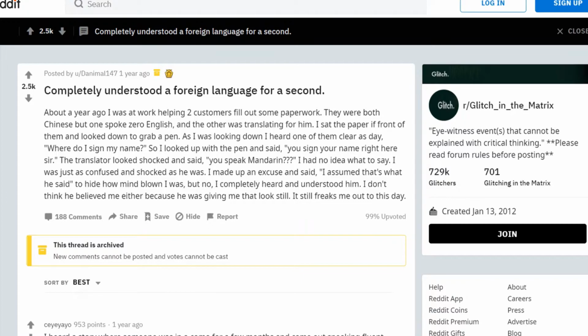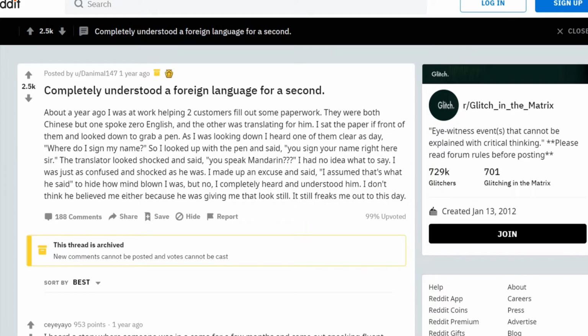About a year ago, I was at work helping 2 customers fill out some paperwork. They were both Chinese, but one spoke 0 English, and the other was translating for him. I set the paper in front of them, and I looked down to grab a pen. As I was looking down, I heard one of them clear as day, "Where do I sign my name?" So I looked up with the pen and said, "You sign your name right here, sir." The translator looked shocked and said, "You speak Mandarin?"